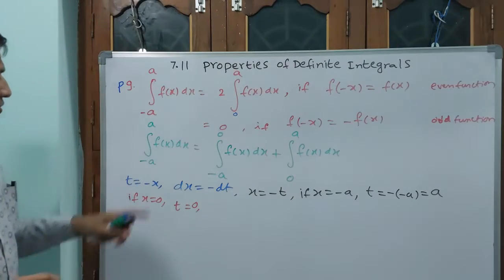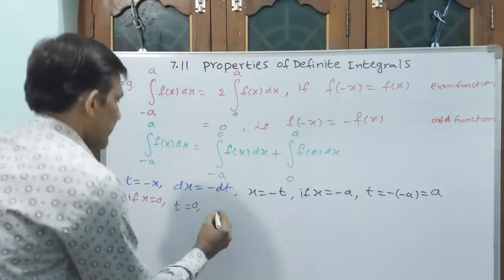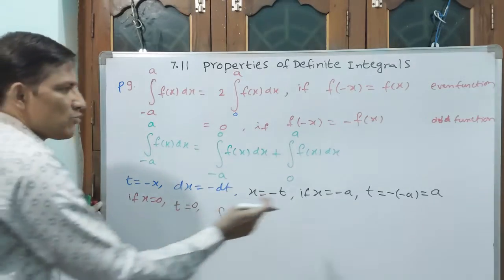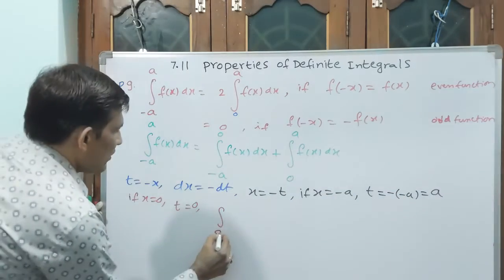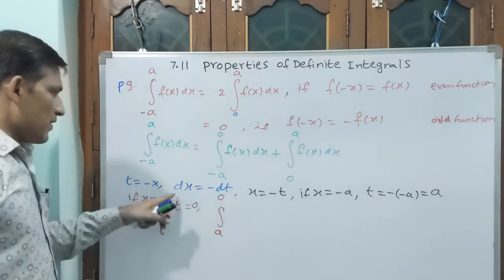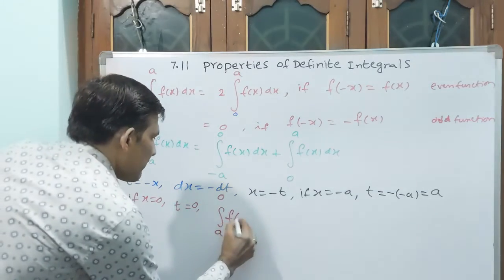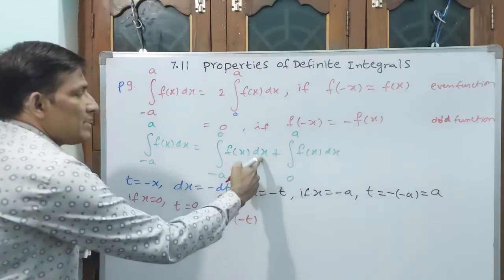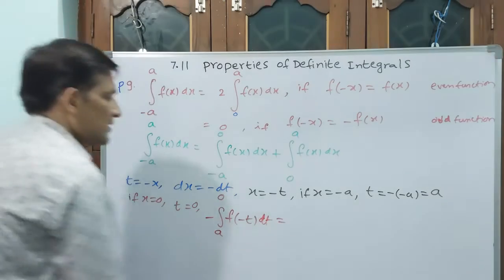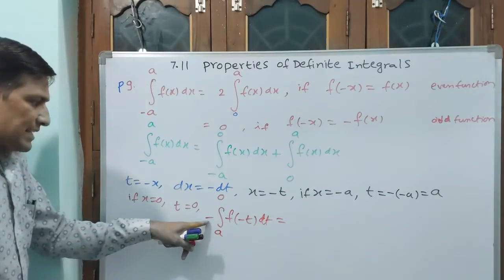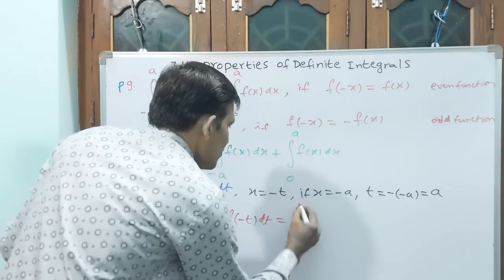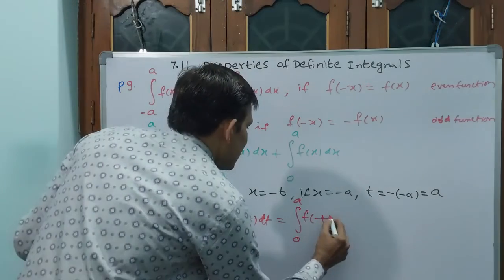Now, see how this integral is becoming. Integral minus a to a is going to become a to 0. f of x means f of minus t, x is minus t. f of minus t, and in place of dx we are writing minus dt. Now you see, rather than minus I want to take positive, then 0 to a I am changing. 0 to a, but now f of minus t dt.